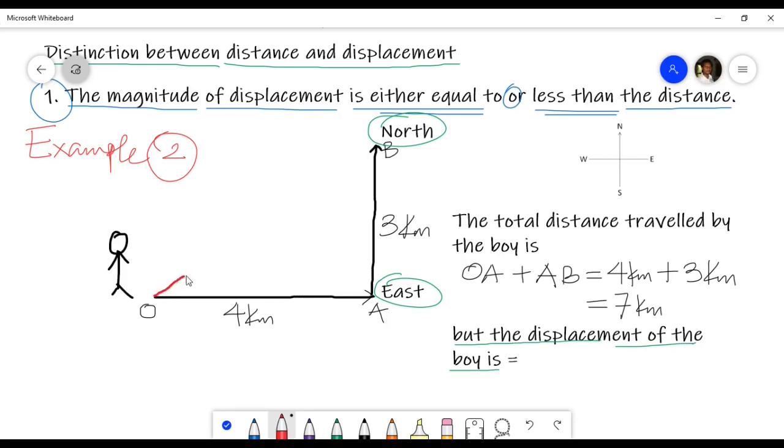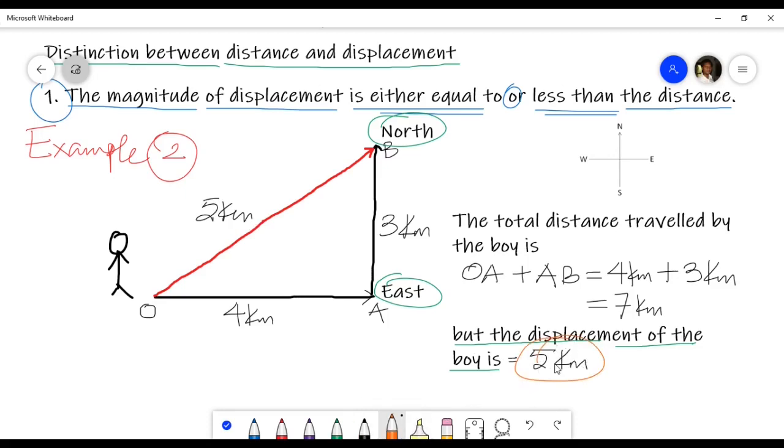Right, that will be the shortest covered distance, right, from O till B. Okay, this is the displacement. So the displacement of the boy is O to B, right, initial point to B, that is 5 kilometers.